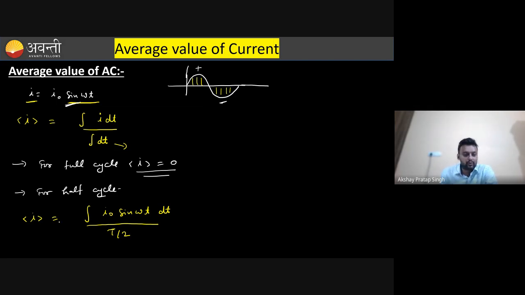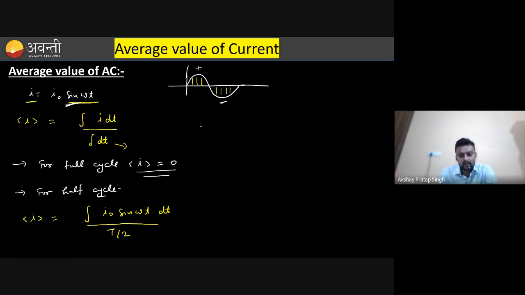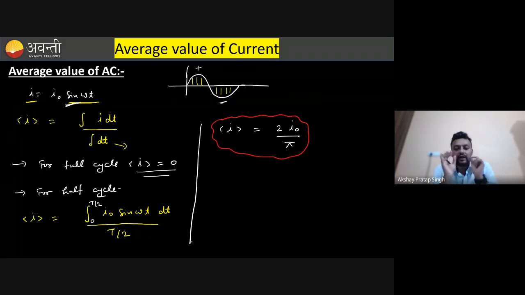I hope you have completed the chapter in the classroom. Can anyone answer what this value is going to be? If you integrate this term, the limit is 0 to T by 2. I'm not going to solve the integration. If you solve it for half cycle, you will get I average equals 2 I naught by pi. This is the average value of current for one half cycle. Clear?